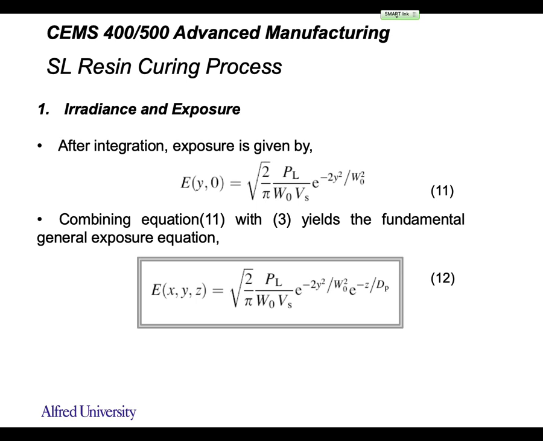Right. So this is the fundamental general exposure equation. For any new process, you want to know this value. And you see, for this laser power, if you don't have enough energy to satisfy the photopolymer, you can simply increase the power of your laser. Get a big laser. Versus Vs, the scanning speed, you can scan it slower.